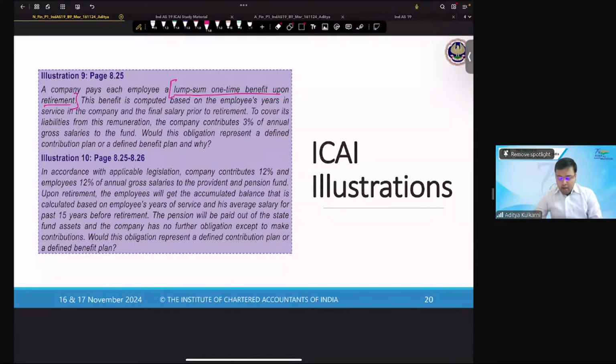In accordance with applicable legislation, company contributes 12% and employees contribute 12% of annual gross salaries to the Provident and Pension Fund. Upon retirement, the employees will get the accumulated balance that is calculated based on employees' years of service and average salary for the past 15 years before retirement. The pension will be paid out of the state fund assets, and the company has no further obligation except to make contributions. Would this obligation represent a defined contribution plan or a defined benefit plan? Contribution plan. Right. Because this is the word: the pension paid out of the state fund assets, entity has no further obligation. So that takes care of these two questions.